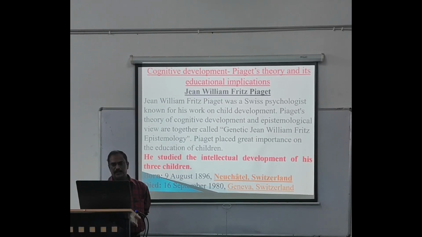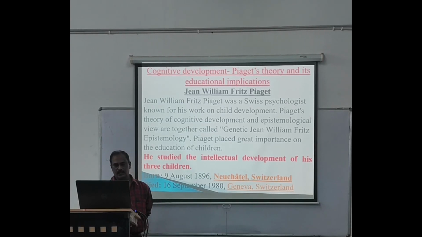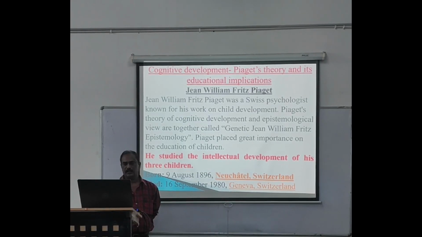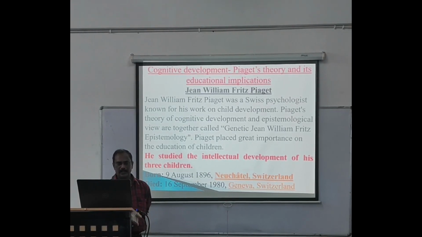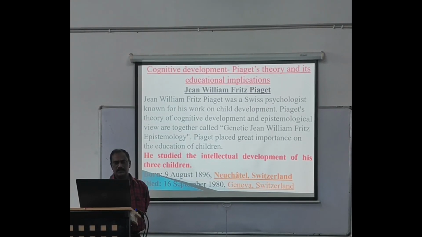Piaget placed great importance on the education of children. He studied the intellectual development of his own three children. He was born on 9th August 1896 in Neuchâtel, Switzerland, and he died on 16th September 1980 in Geneva, Switzerland.